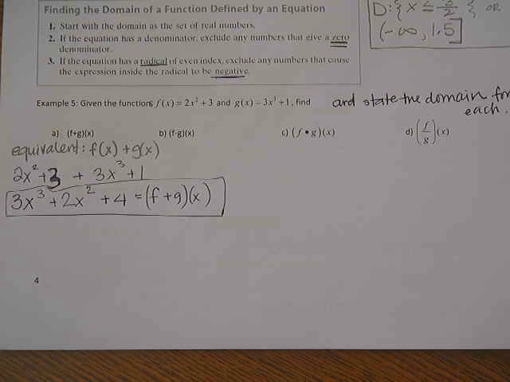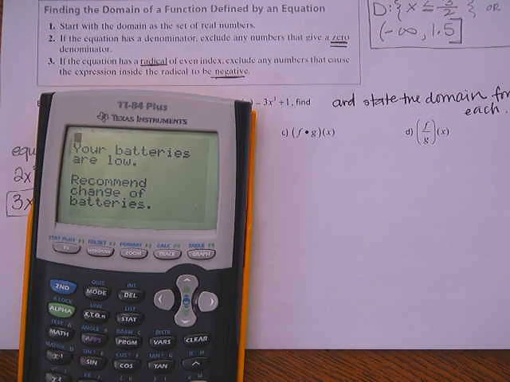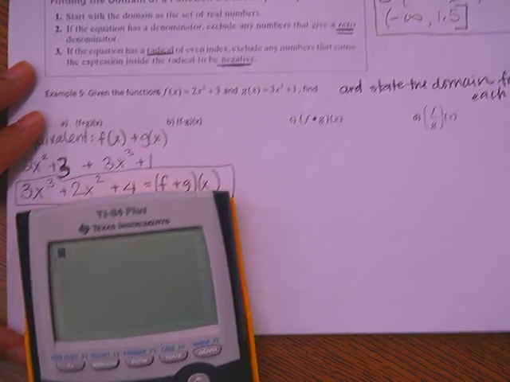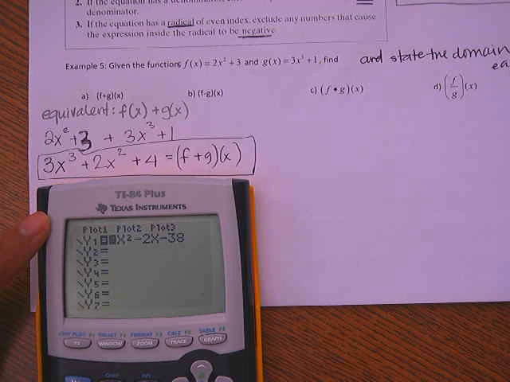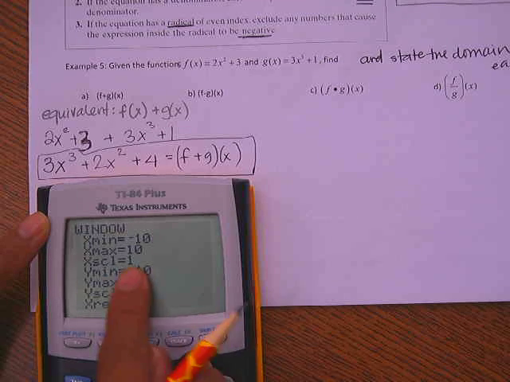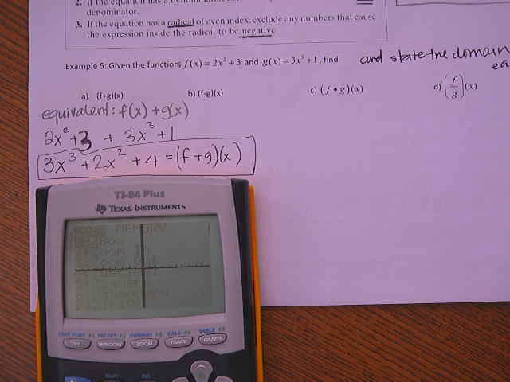Let me give you a picture of it, a graph, using my calculator. Oops, my calculator says low battery, so hopefully it's not going to die in the middle of this. So I'm going to hit y equals 3x to the third plus 2x squared plus 4. I'm going to see if I can adjust my window from negative 10 to 10, and I'm going to hit graph.